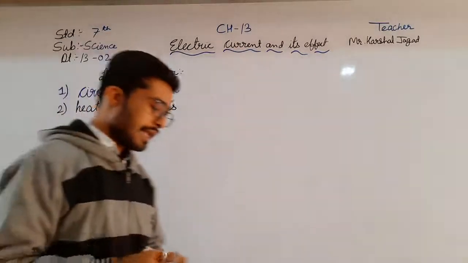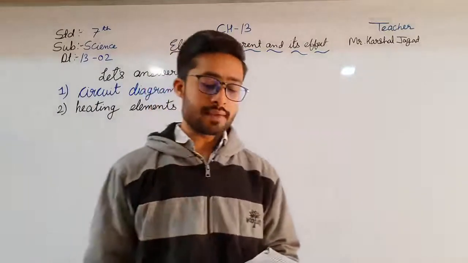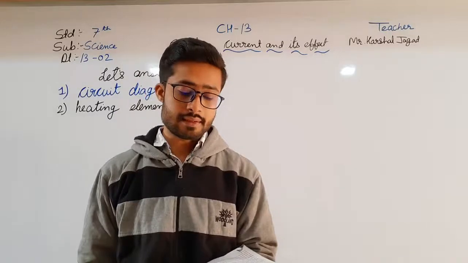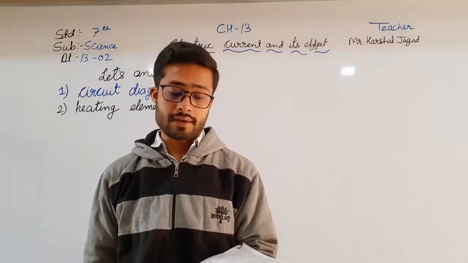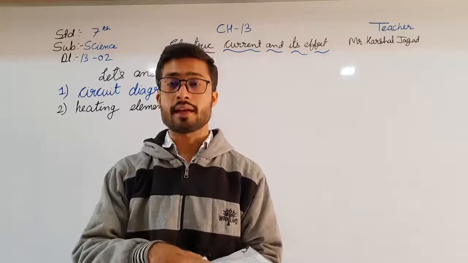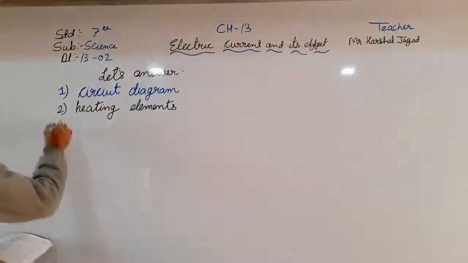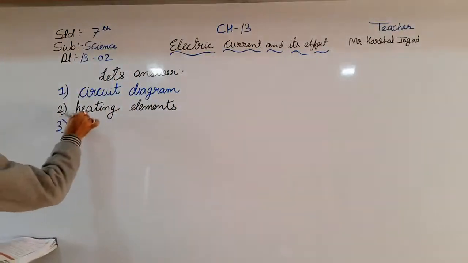Third one: an electric dash prevents a large amount of electric current from flowing through any appliance by cutting off the supply of the electric current. That is, an electric fuse is used. Third answer: fuse.